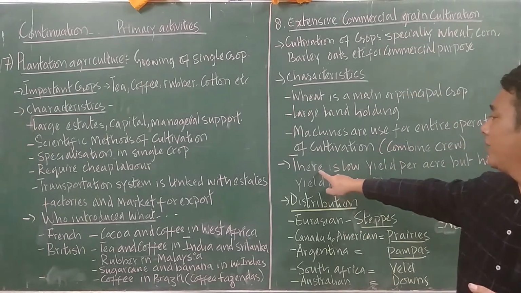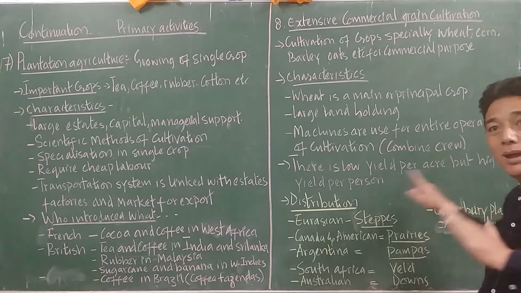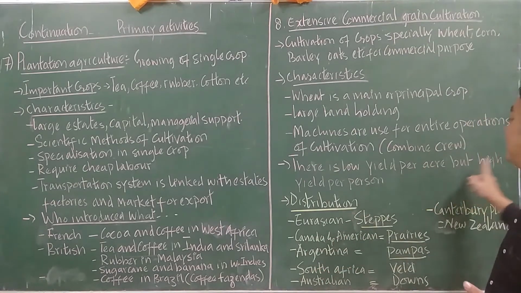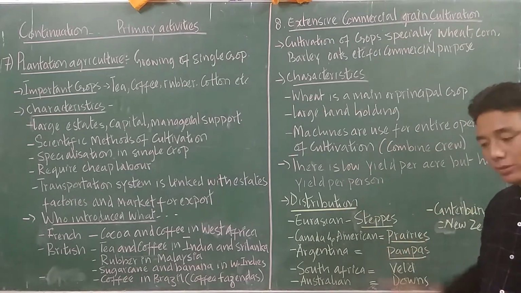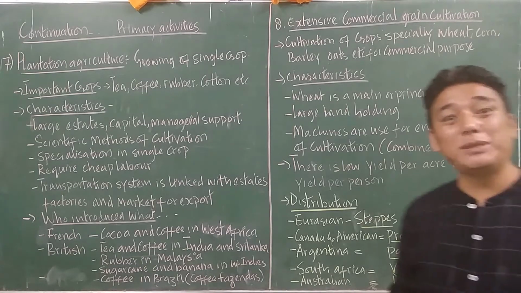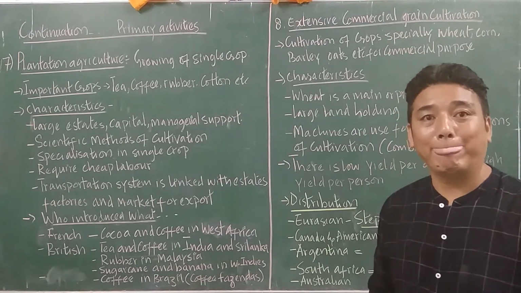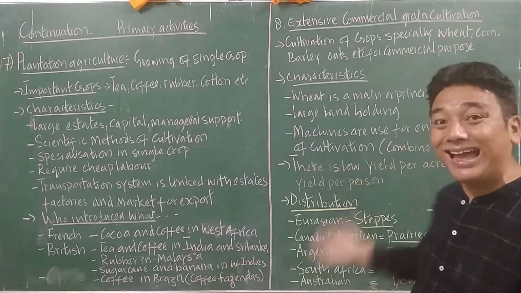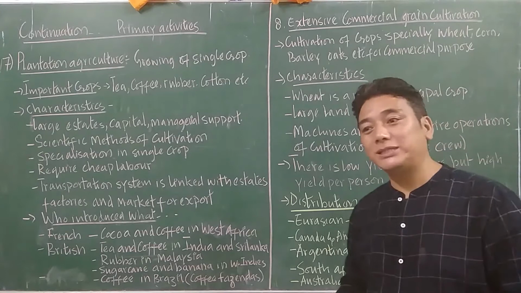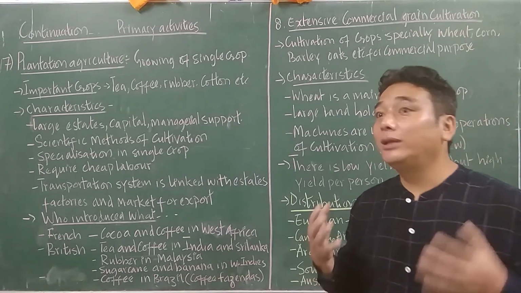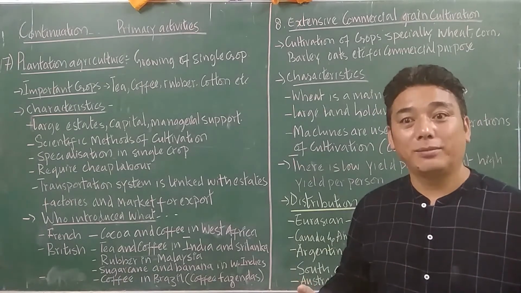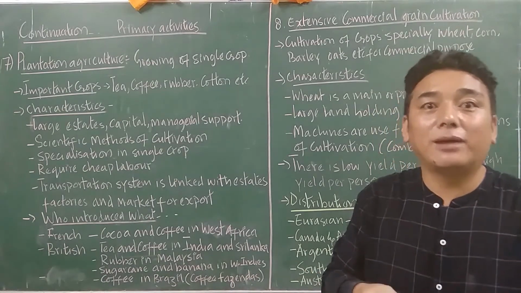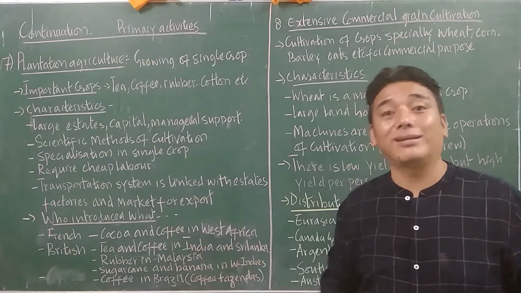This combine is very useful for extensive commercial grain cultivation. There is a low yield per acre, land-wise, but a high yield per person. Because in the Western countries, very few people are engaged in the agriculture sector, so yield per person is very high, but the yield per land is low. Exactly the opposite is happening in India. The yield per land is high because land is small, and yield per person is low because in India more people are engaged in small land holdings.